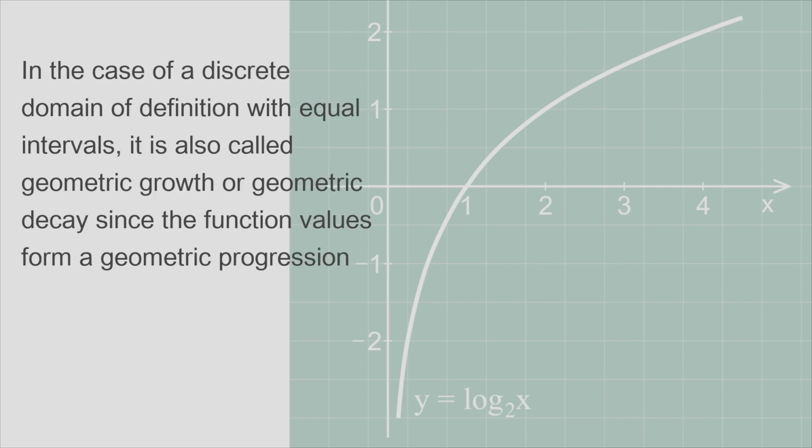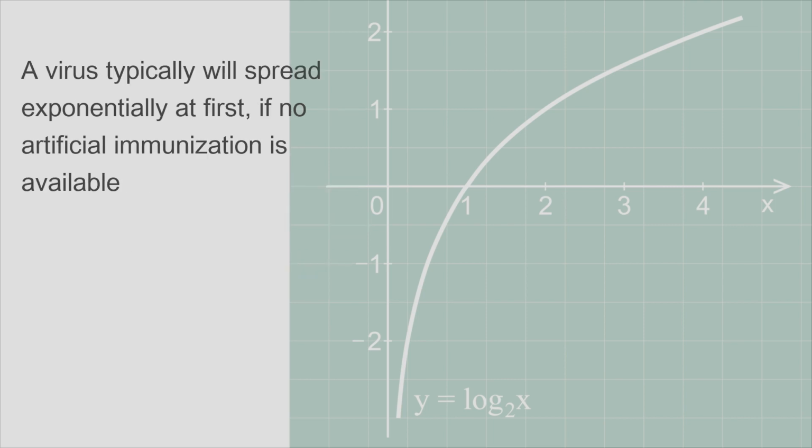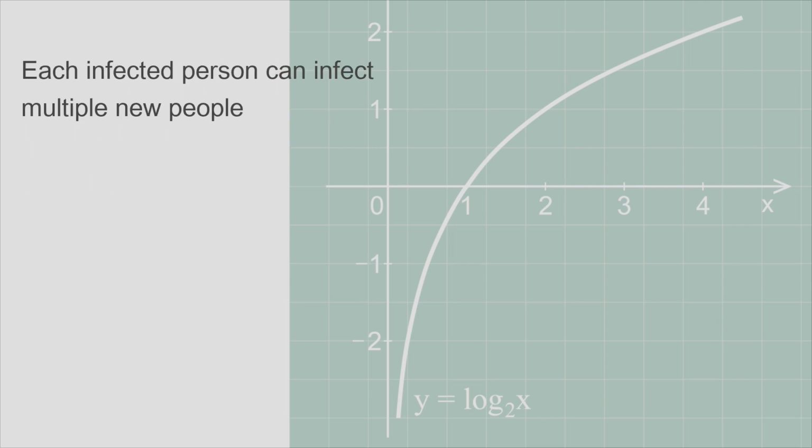In the case of a discrete domain of definition with equal intervals, it is also called geometric growth or geometric decay, since the function values form a geometric progression. A virus typically will spread exponentially at first, if no artificial immunization is available. Each infected person can infect multiple new people.